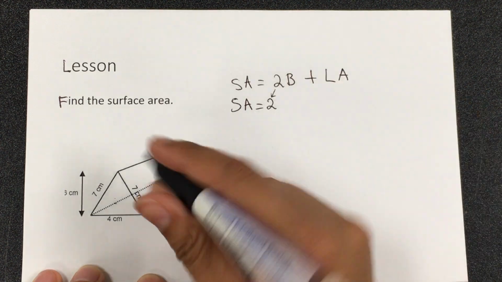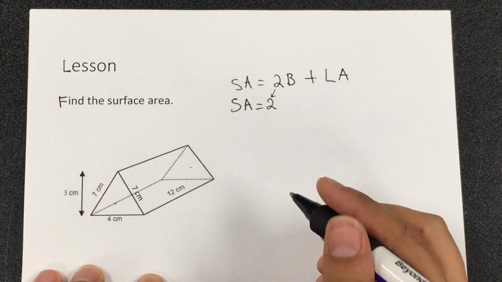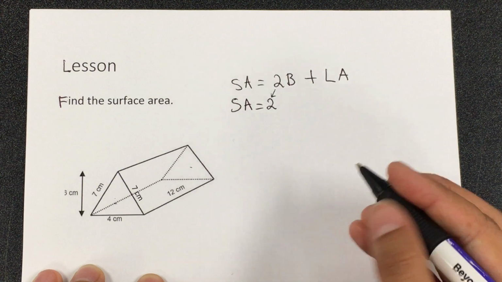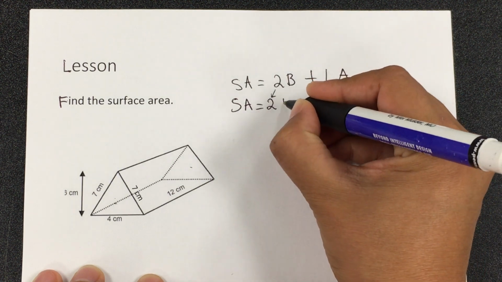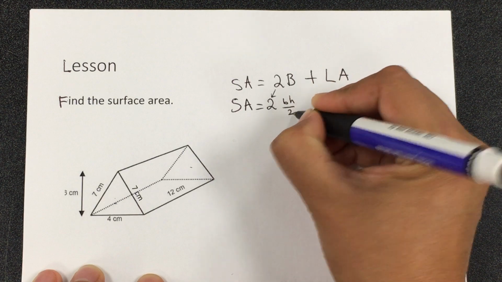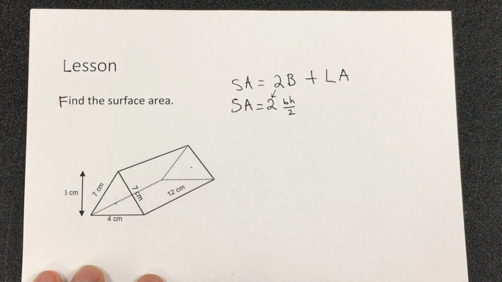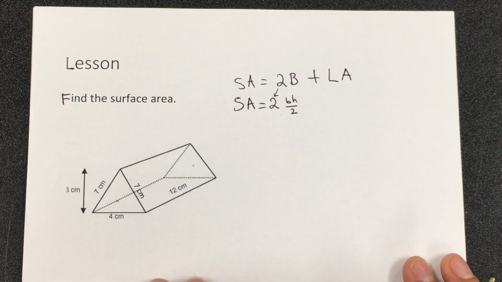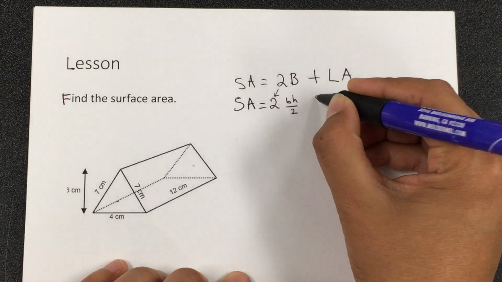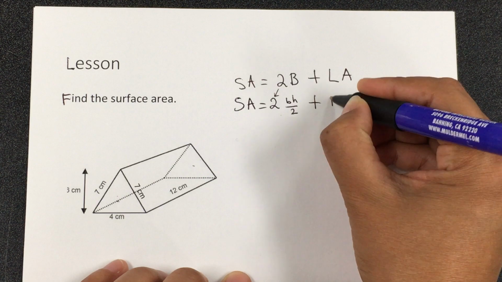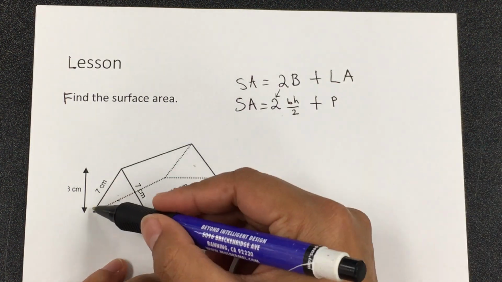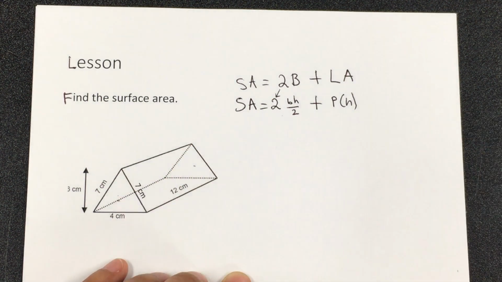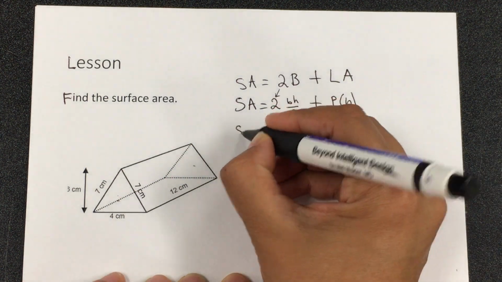But the area of the base is the area of a triangle. And this triangle is going to be base times height divided by 2. Or some people would know it as 1/2 base times height, which is going to give you exactly the same thing. And for the lateral area, remember that is the perimeter of the base multiplied by the height of the prism. Okay?